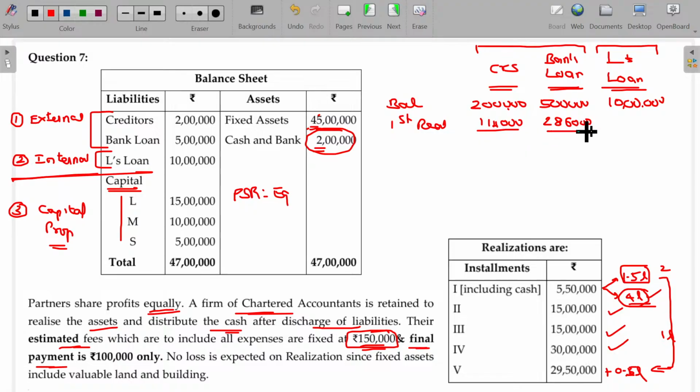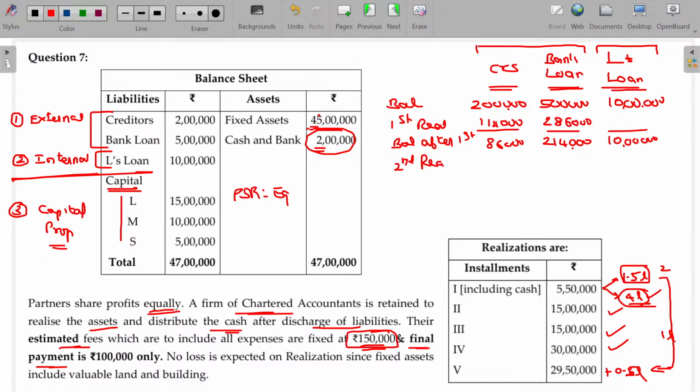After the first realization, the balance is payable to the outsider as well as the insider's debt. Balance after first realization: how much? 86,000 and 2,14,000. Yes, the loan remains unpaid.